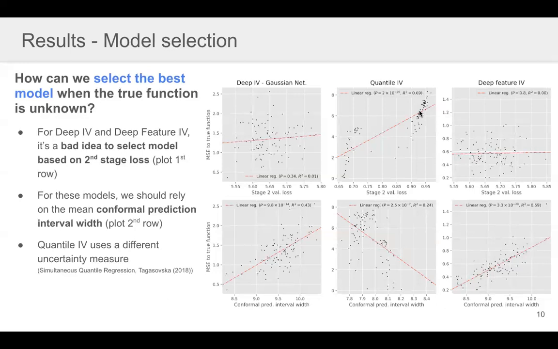For quantile IV, the model with minimal second stage loss typically also does very well with respect to the distance to the true function.